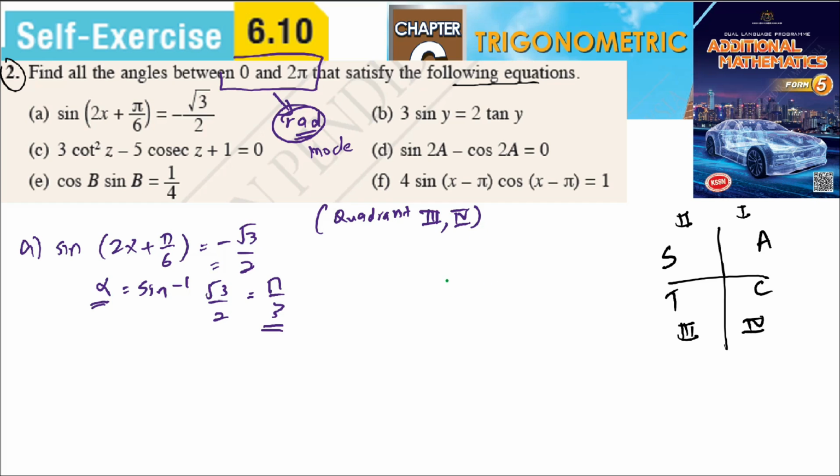So you see here, it's given that x is between 0 and 2 pi. So for 2x plus pi over 6: 0 times 2 is 0, plus pi over 6, this is pi over 6. And at the other end, 2 pi times 2 is 4 pi, so 4 pi plus pi over 6.